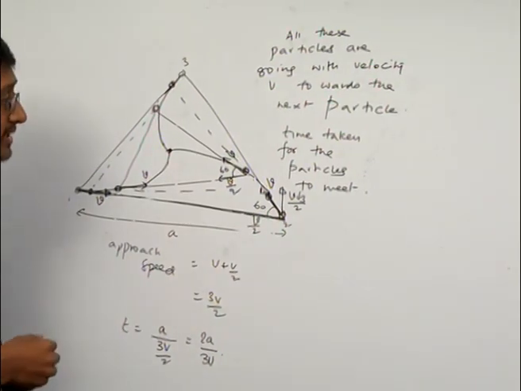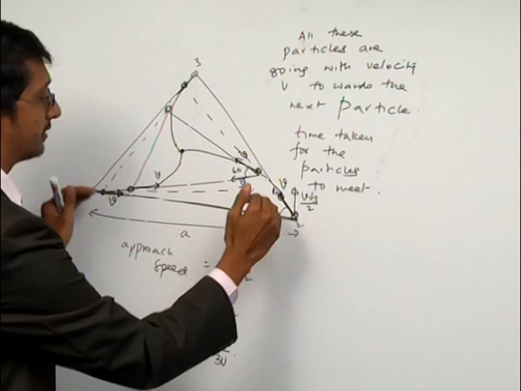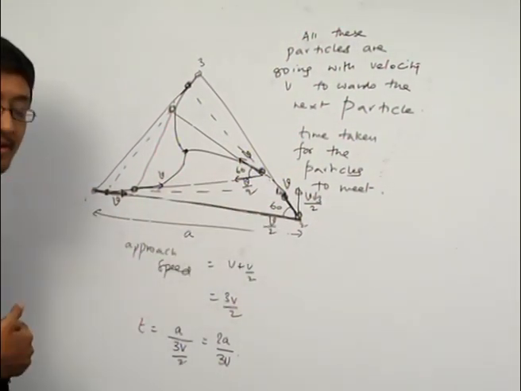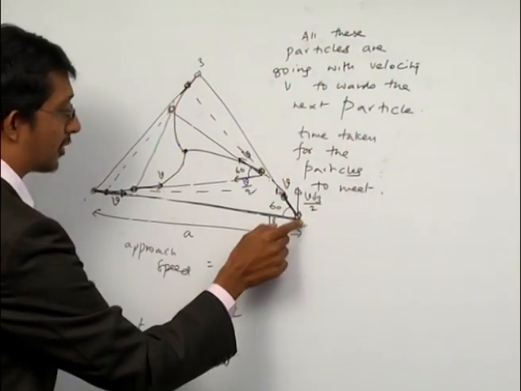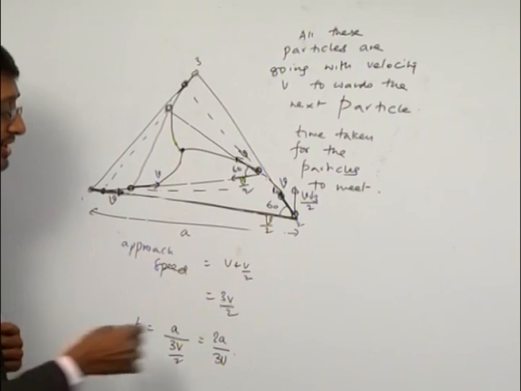Keep reducing the length of the rod. So ultimately what is happening? The particles are moving along the rod. You need not worry how the rod is moving. The particles are moving along the rod. The separation, the rod length, is A. They are approaching with V plus V by 2, 3V by 2.